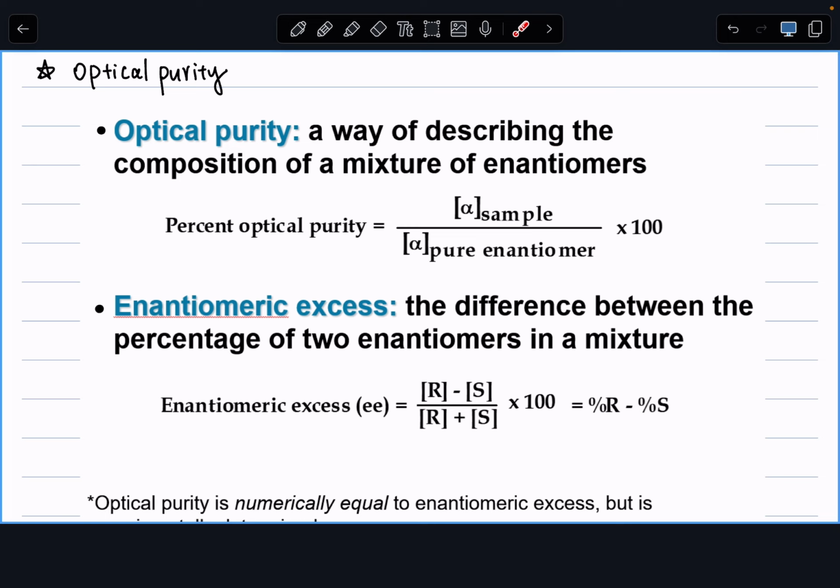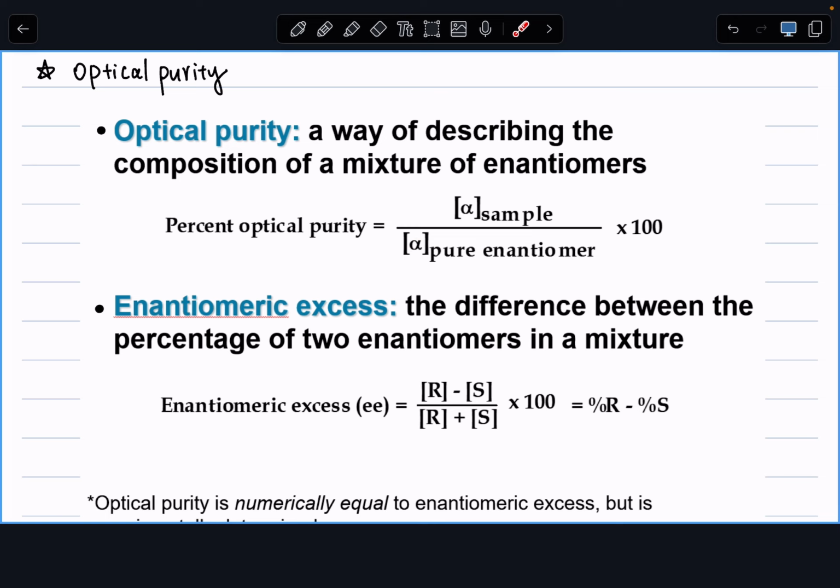All right, so now imagine you have a mixture of R and S enantiomers in a container, and we want to know what percentage is larger. I mean, we want to know what's the difference between these two enantiomers, whichever is higher. So in this case, the percentage optical purity is the specific rotation of the sample, divided by the specific rotation of your pure enantiomer.